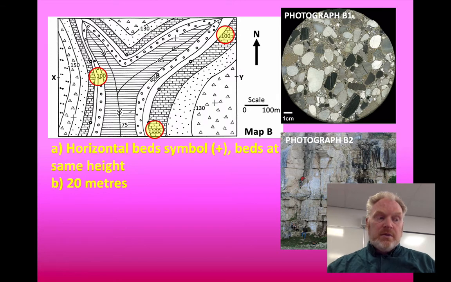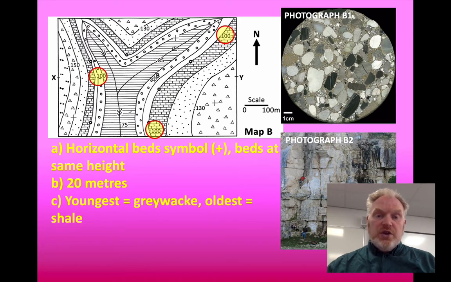Question C then asks for the relative age of these beds. And with horizontal beds, like these ones, they're all the right way up. The law of superposition applies. So the youngest bed here, the one at the top of the sequence, is the Greywacke. Okay, we can see that on the cross section right by X there. It's at the top of the sequence. The oldest one, right down at the bottom of the valley, is the shale.